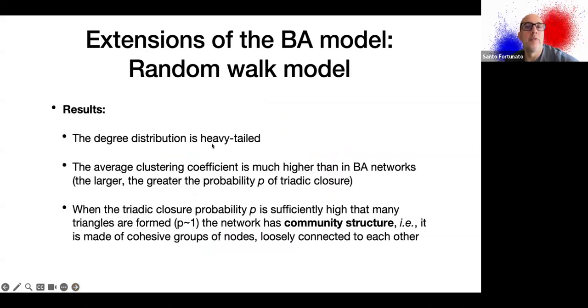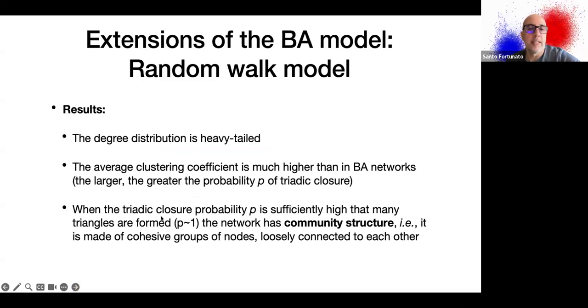Now, if you study this model, and it was done already 20 plus years ago when it was introduced, you find that the degree distribution is heavy-tailed. So this model generates indeed hubs. The average clustering coefficient is, of course, much higher than in BA networks because there is a mechanism that generates triangles, the one that you saw, this triadic closure with probability P. The larger the probability P, the more triangles you have in the system.